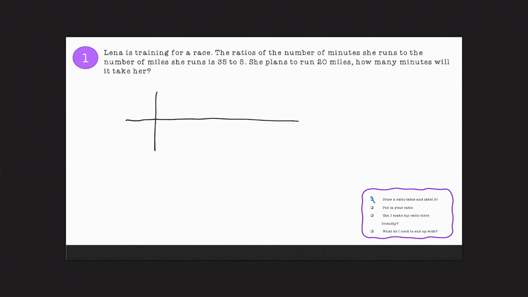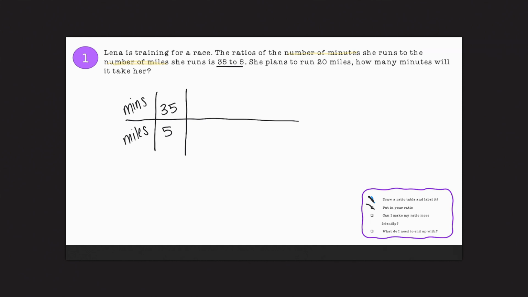So the first thing I need to think about here is, what are the two things I'm comparing? A ratio is comparing two quantities. So what am I comparing here? If I read back in my problem, I can see it's the number of minutes and the number of miles. I've highlighted those. Okay, so I'm going to go ahead and insert that first ratio, which is 35 to 5, in here. So we're going to do minutes to miles. I'm going to start with 35 to 5. Ta-da! So we have done that first checkbox, and we've also put in our ratio.